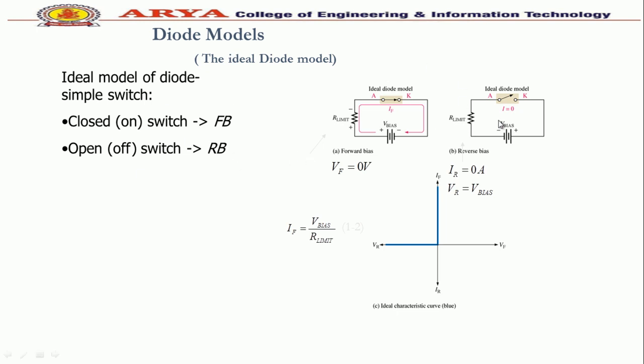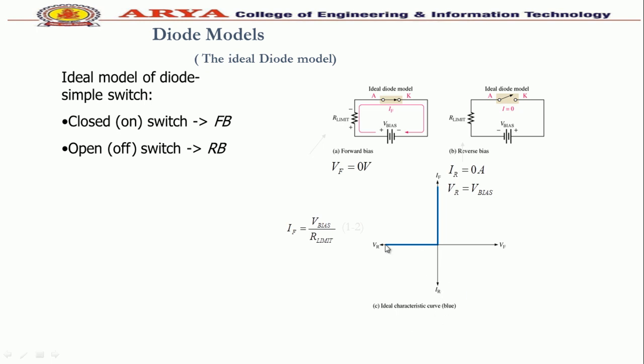This circuit shows this functioning: in forward bias VF is 0, and in reverse bias IR is 0 ampere. So IF can be calculated as V bias upon R limiting resistance. According to this, we can draw this diagram. On the x-axis is the voltage across the diode, on the y-axis the current in the diode. Zero to the positive x direction denotes forward bias, zero to the negative x direction denotes reverse bias, zero to the positive y direction shows the forward current, and zero to the negative y direction shows the reverse saturation current.